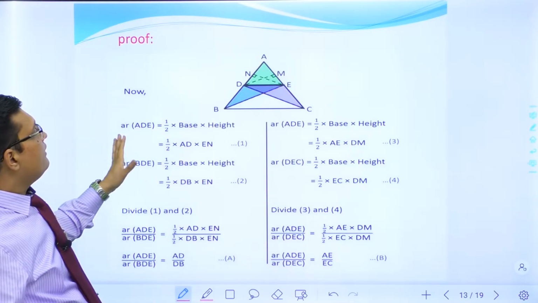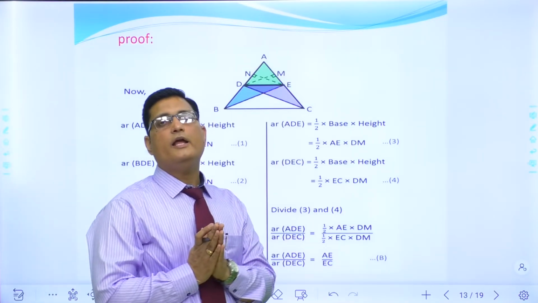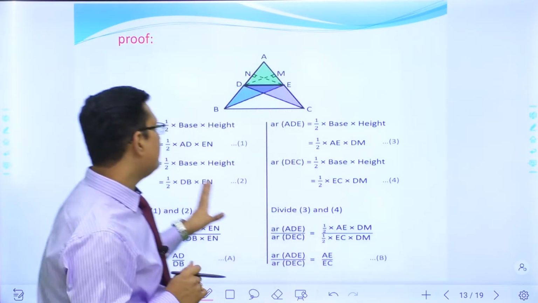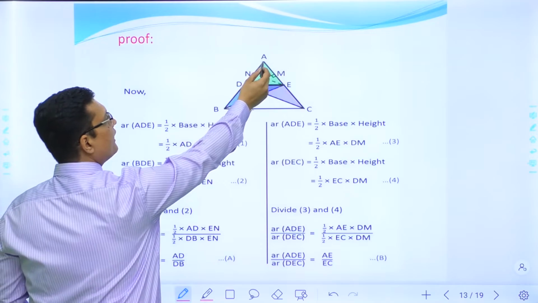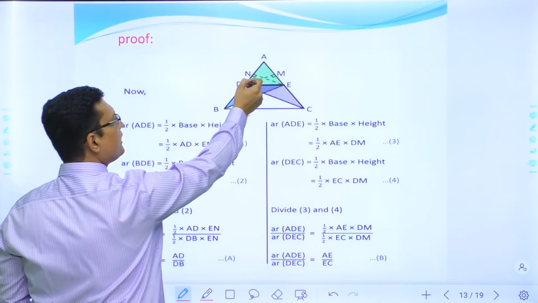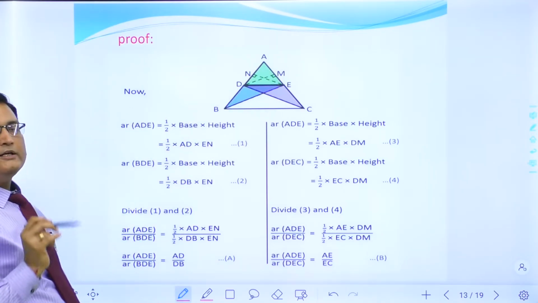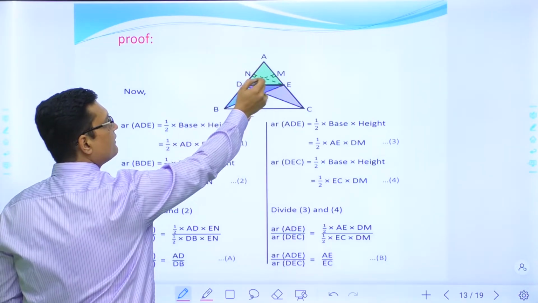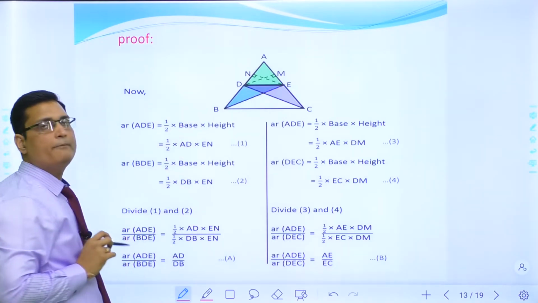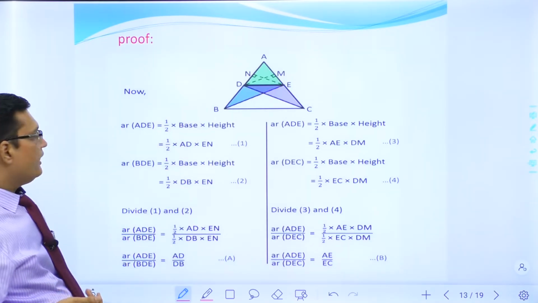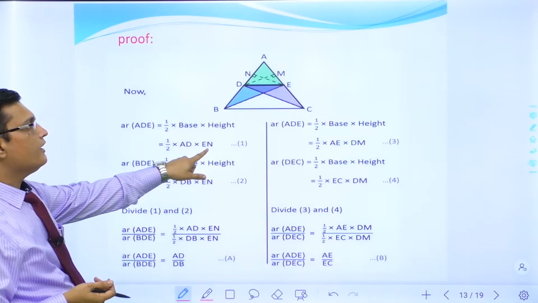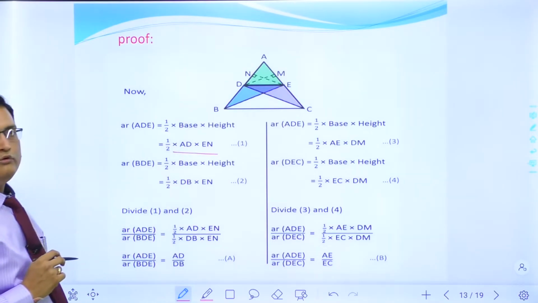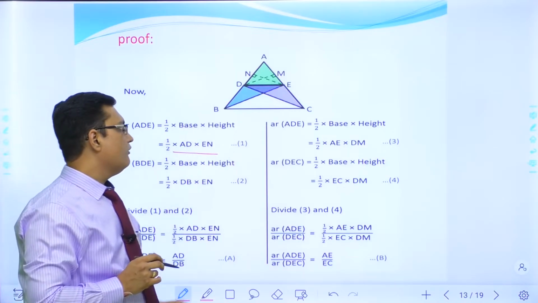Now understand. Here, you know that area of a triangle is what? Half base into height. So students, here first I am going to find the area of triangle ADE. While taking triangle ADE, I am taking AD as base and EN as perpendicular. So what will be the area? Area will be half AD into EN. Give it equation number 1.